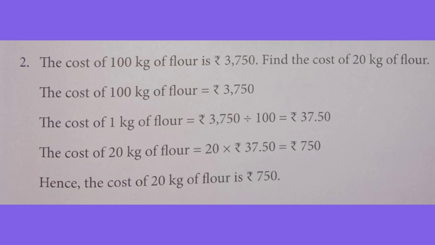Example 2. The cost of 100 kg of flour is rupees 3750. Find the cost of 20 kg of flour. The cost of 1 kg of flour is rupees 3750 divided by 100, which equals rupees 37.50. The cost of 20 kg of flour is 20 into rupees 37.50, which equals rupees 750. Hence the cost of 20 kg of flour is rupees 750.